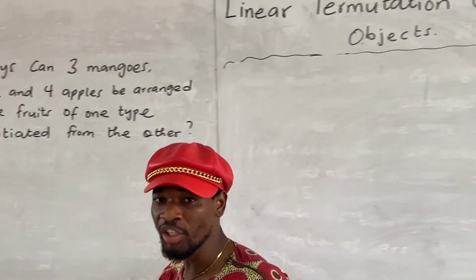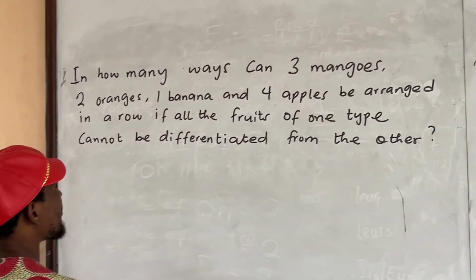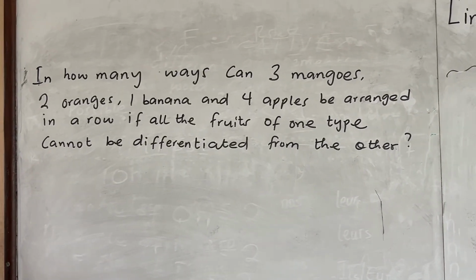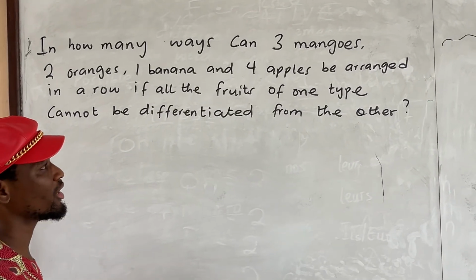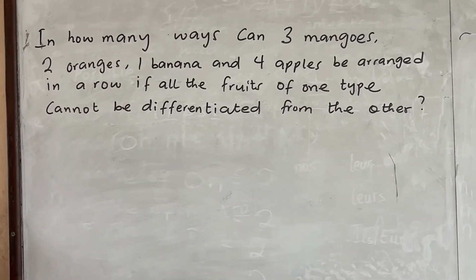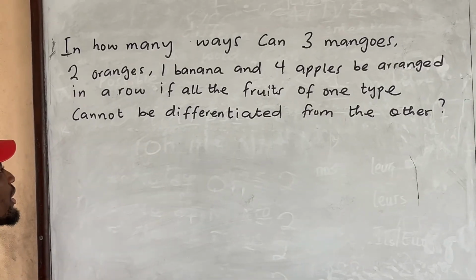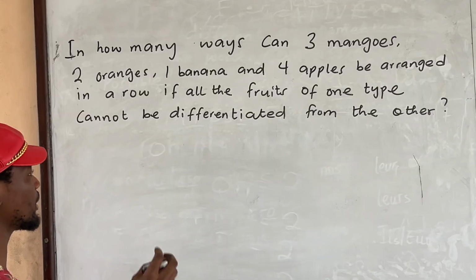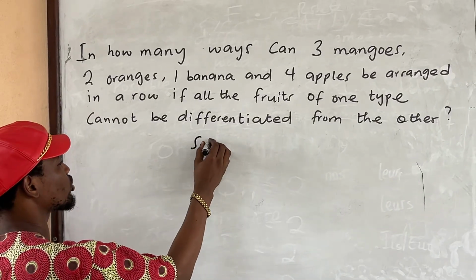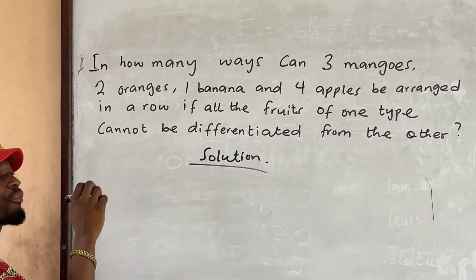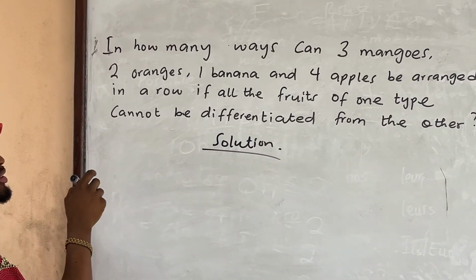So the question reads: in how many ways can 3 mangoes, 2 oranges, 1 banana, and 4 apples be arranged in a row if all the fruits of one type cannot be differentiated from the other? This is very trivial. So the solution to this puzzle is, let's look out for the total number of items.